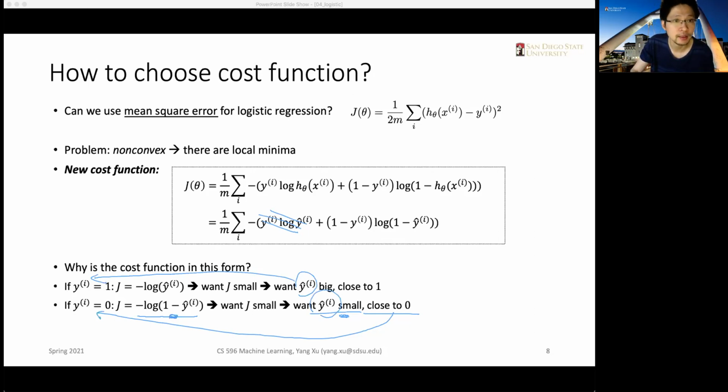Yes, I see. Professor, I have a question. In the second equation, I don't know where we got the negative sign from. If we put the 0 value in the second equation, it should be 1 minus 0, that is positive.